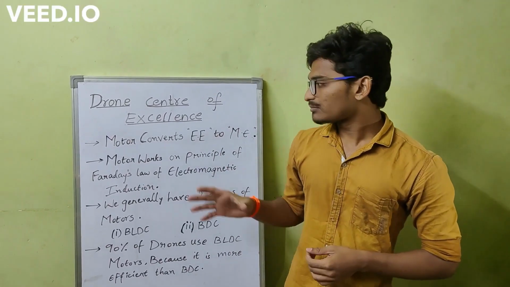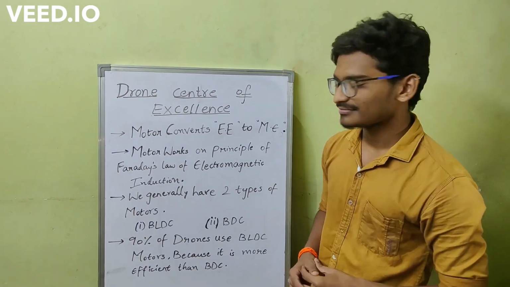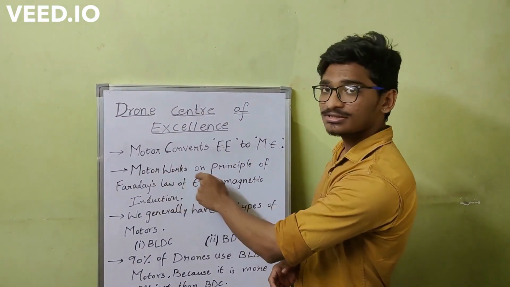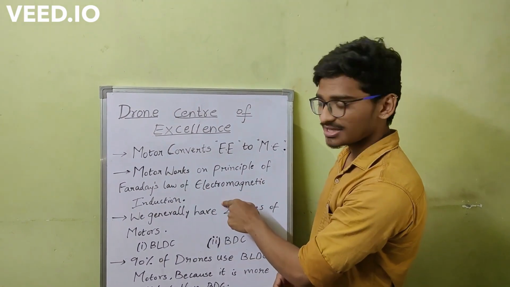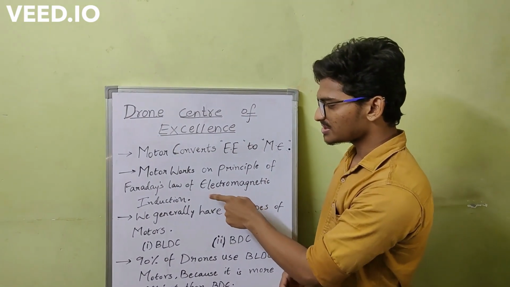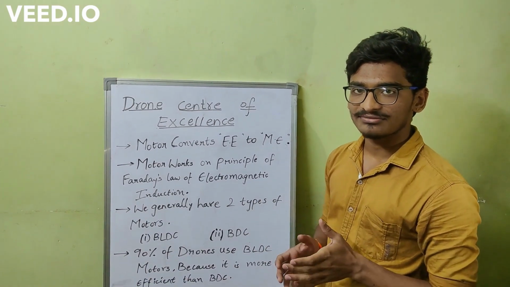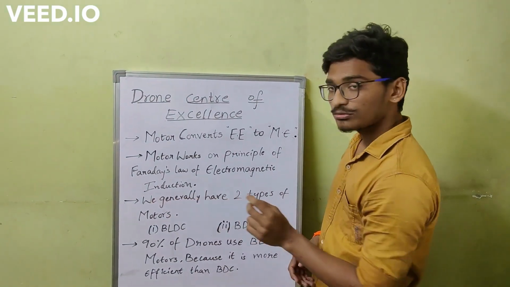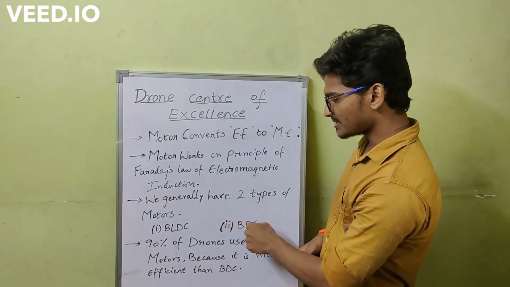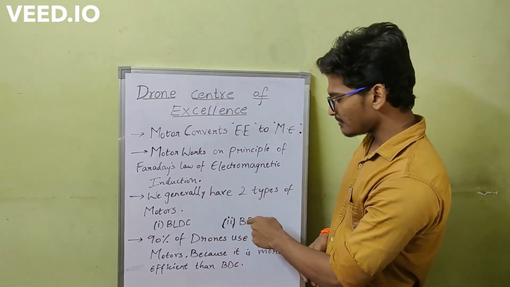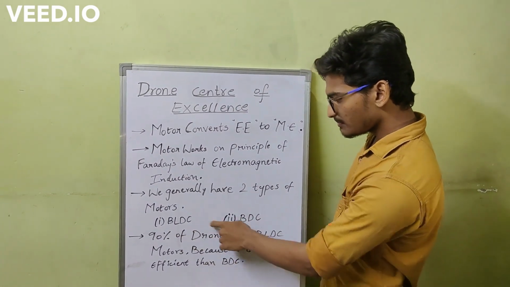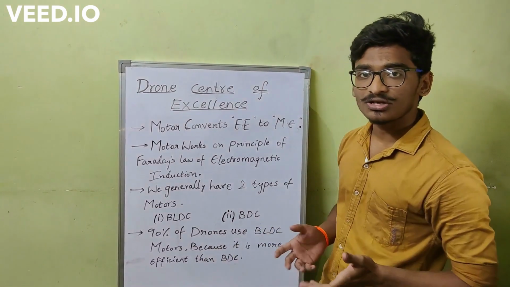Let us recap all the things we have discussed. Motor converts electrical energy to mechanical energy. Motor works on the principle of Faraday's laws of magnetic induction. What are Faraday's laws? Whenever a current carrying conductor is placed in the magnetic field, it experiences some force and it rotates. We generally have two types of motors, BLDC and BDC. BLDC means brushless DC motor, BDC means brushed DC motor. 90% of the drones use BLDC motors because they are more efficient than BDC.